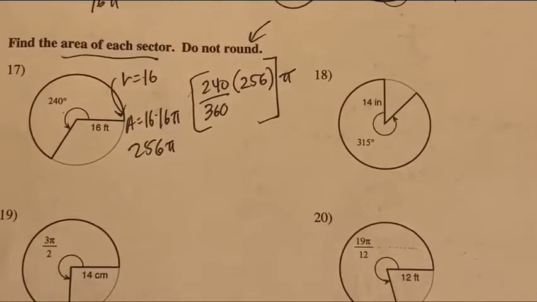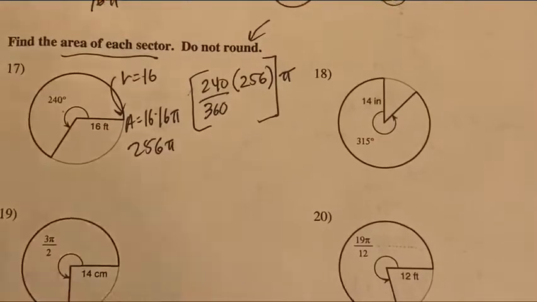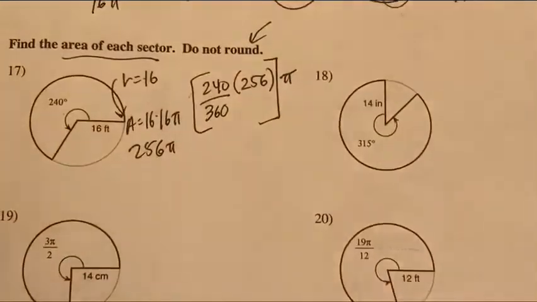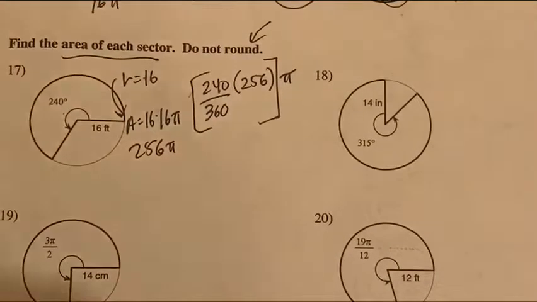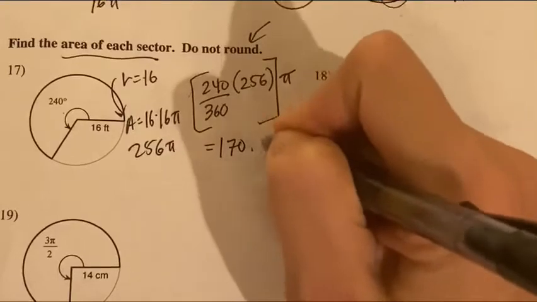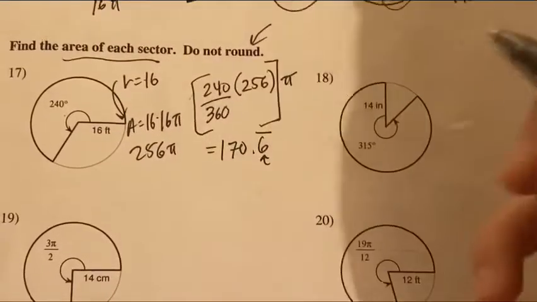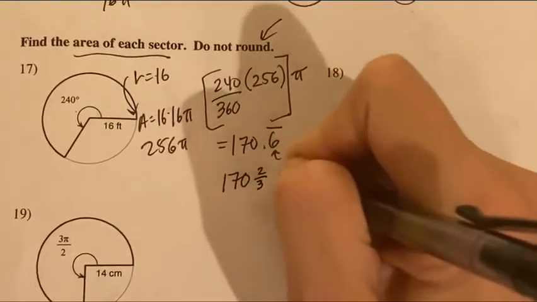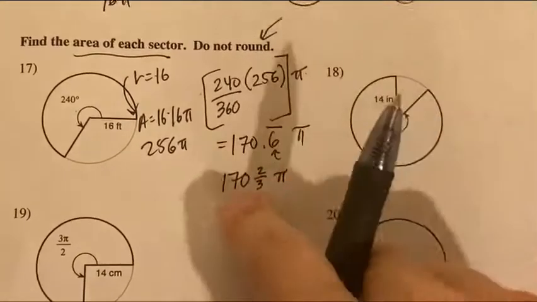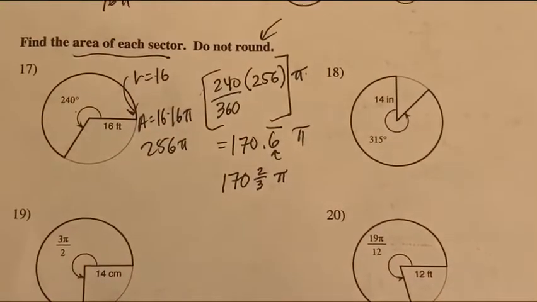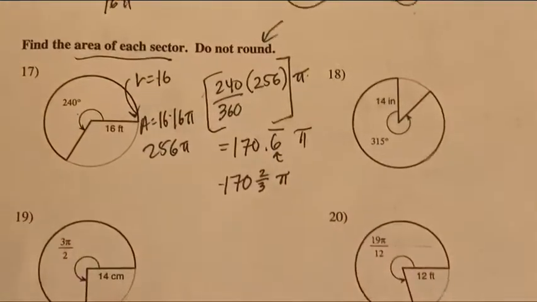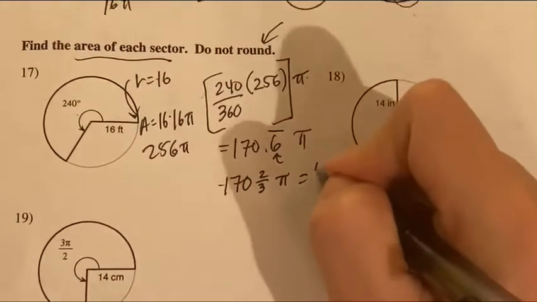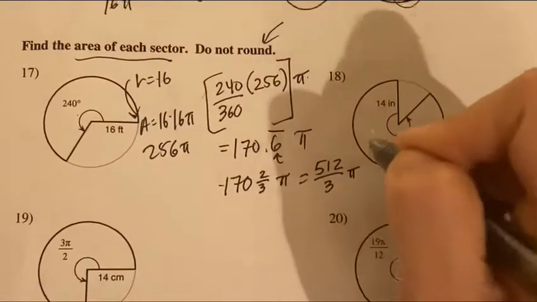Nope. I get 170.6 repeating. So that's 2/3. That's a fraction 2/3. So I really should turn this back into a fraction here. So 3 times 170, 510, 11, 512. So that's 512 over 3 pi.